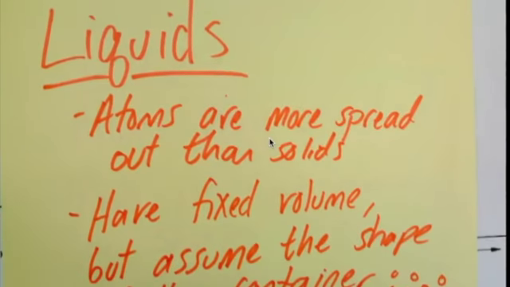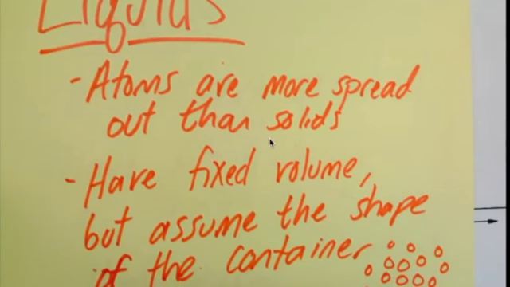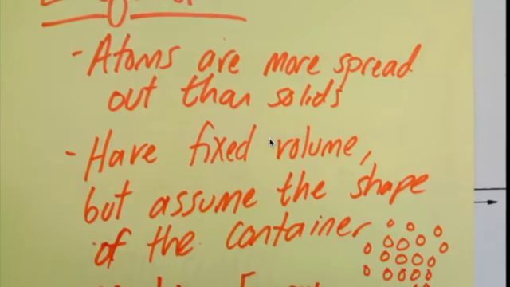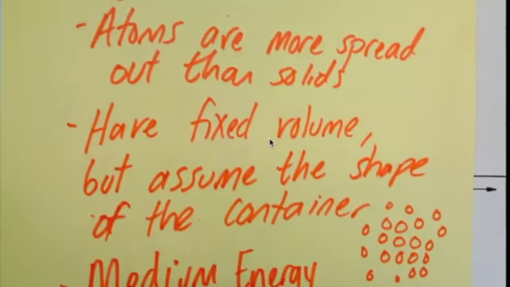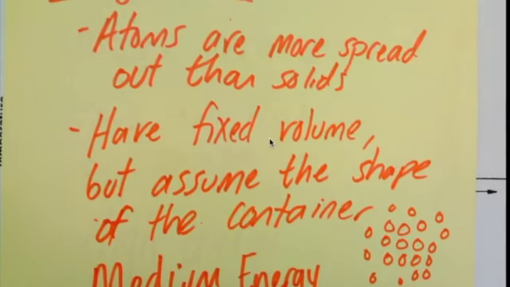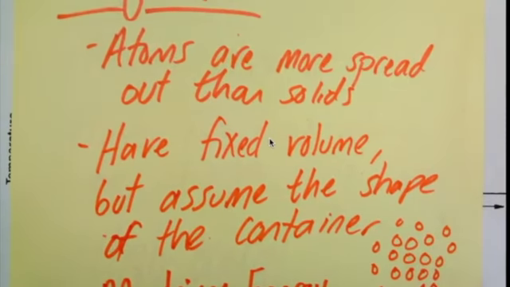All right, our next phase of matter are liquids, and in a liquid, atoms are more spread out than in solids, so they have a little more space to work with. They have a fixed volume, but assume the shape of a container. So if you have a glass of water, that water will take up a certain amount of space, and that does not change, but it's going to be shaped whatever the shape of the glass is. These particles have medium amounts of energy, relatively speaking, so they're moving around a little bit faster than they were with solids, which allows them to spread out a little bit more.